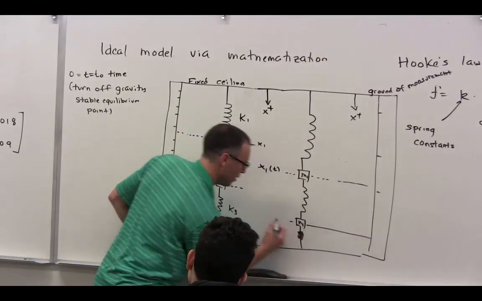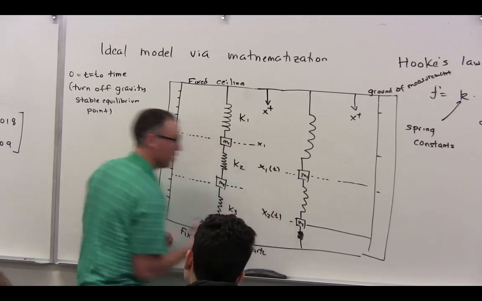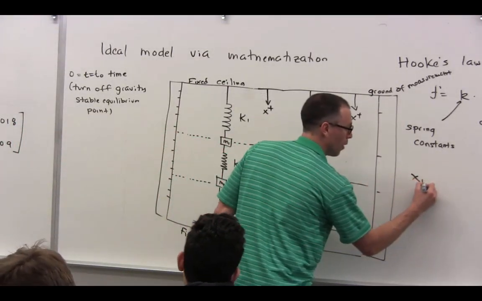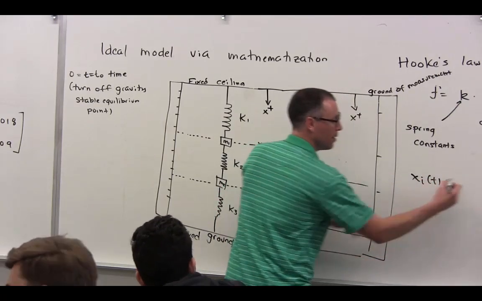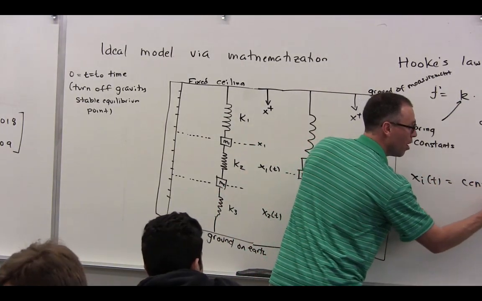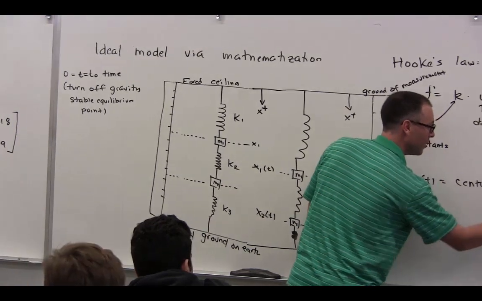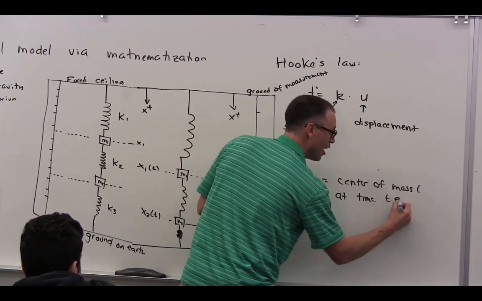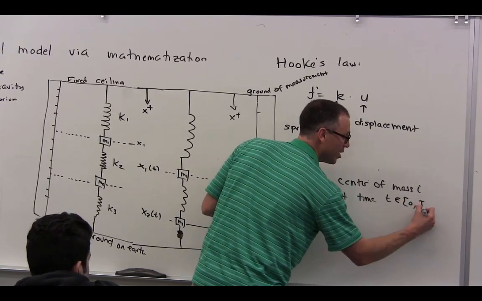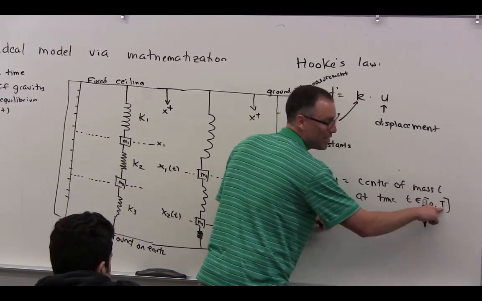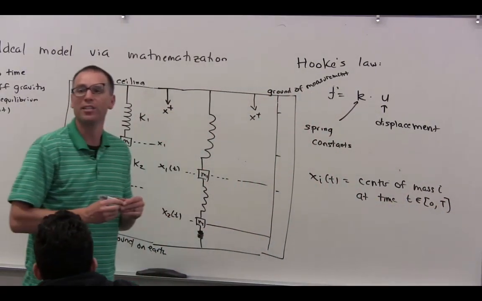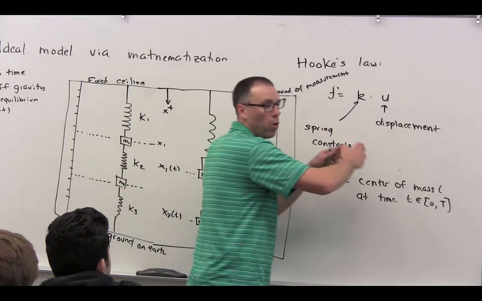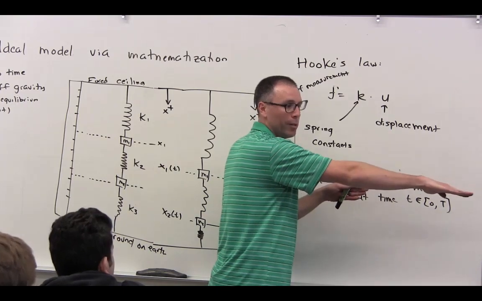Mathematize. So here this is x2 of t. So what was x sub i of t? And we'll take a break right after this. This is the center of mass i at time t, where t ranged from the beginning all the way to the end. And what was the end? I think Morris in his 2A class would call it settling time, right? The time it takes to settle all the way down to no motion, stable equilibrium.